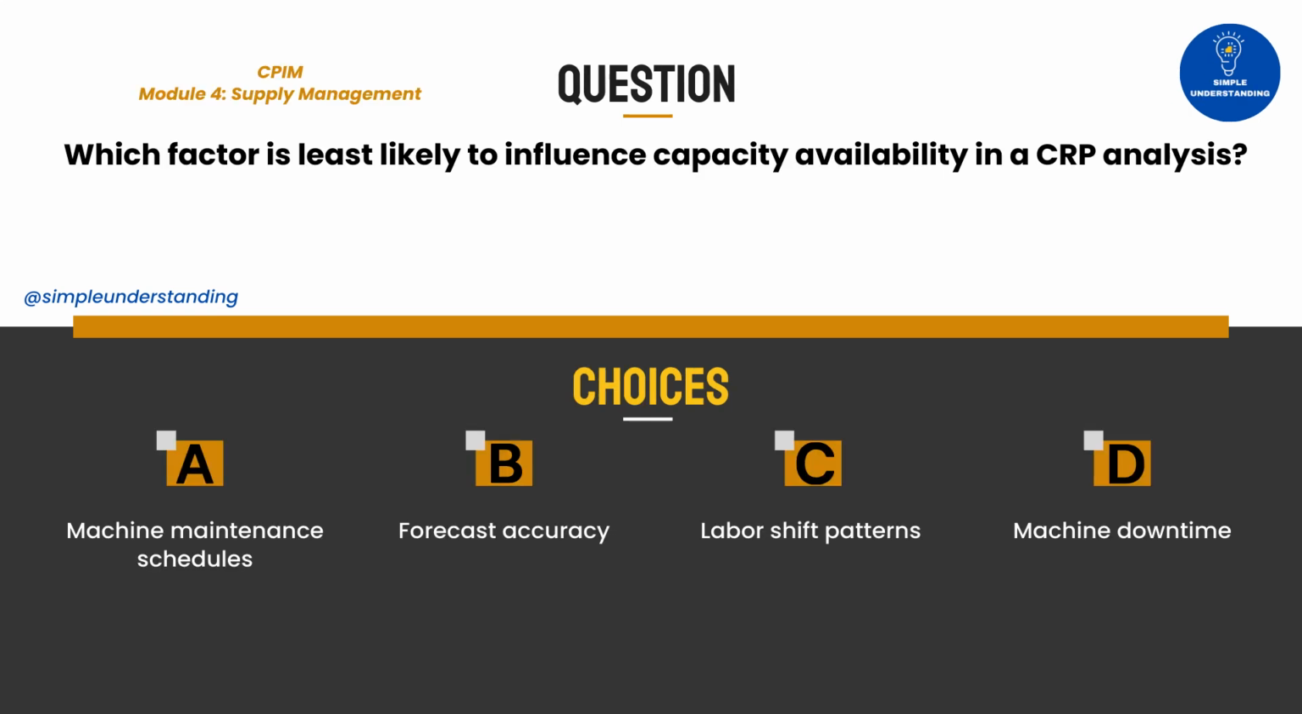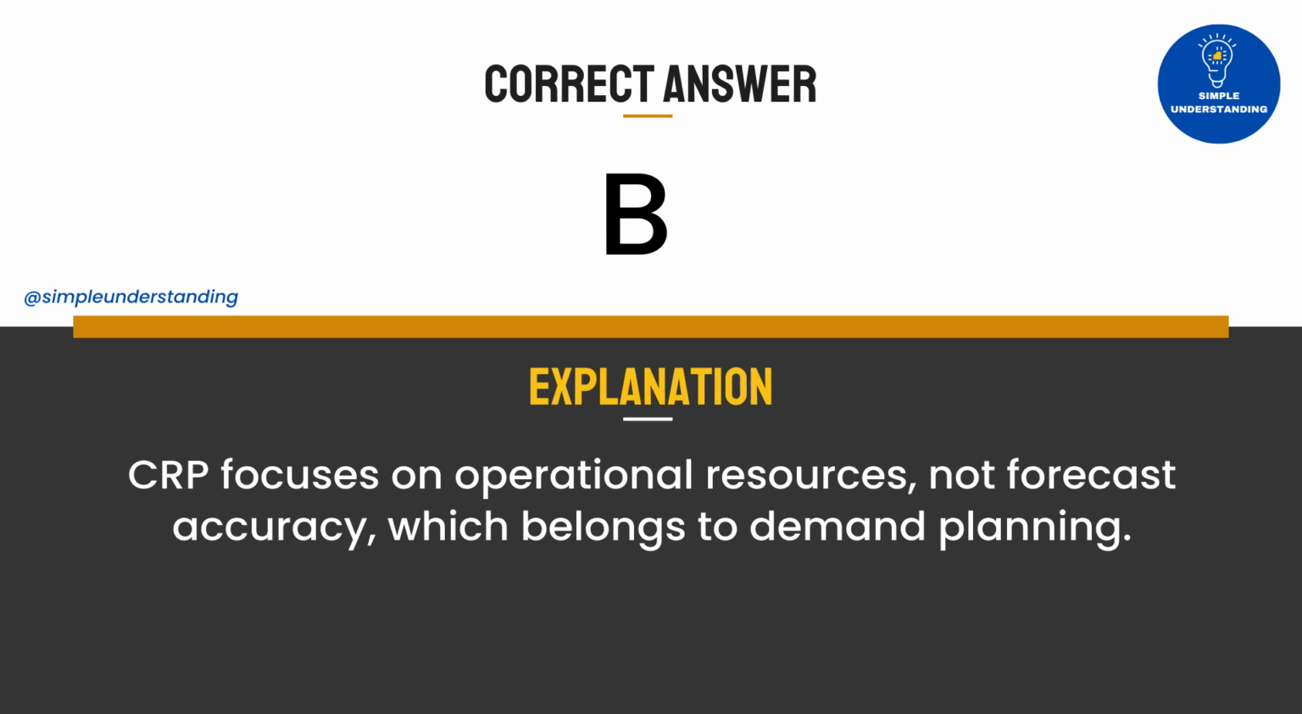Question 10. Which factor is least likely to influence capacity availability in a CRP analysis? A. Machine maintenance schedules. B. Forecast accuracy. C. Labor shift patterns. D. Machine downtime. Correct answer: B. Explanation: CRP focuses on operational resources, not forecast accuracy, which belongs to demand planning.